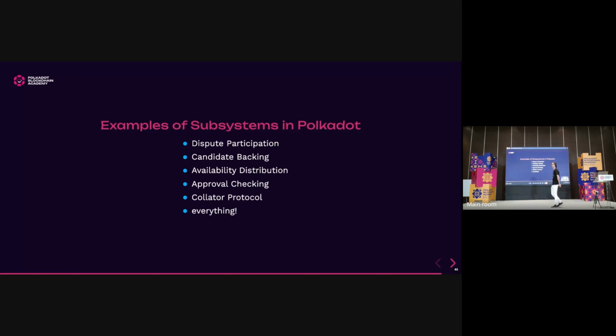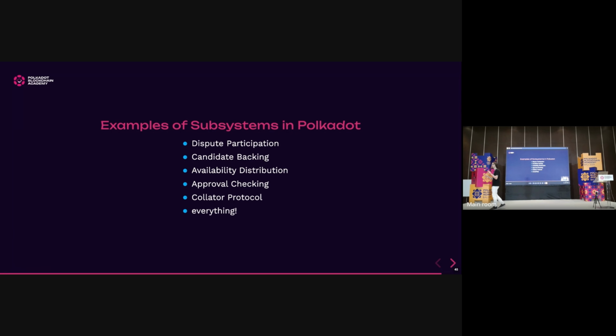So it depends on the result. If the result of the dispute was invalid, so we essentially decided that the candidate was incorrect, then the backer is getting punished 100%, and all the people on his side are getting slashed 2%. So everyone is getting slashed, just different amounts.